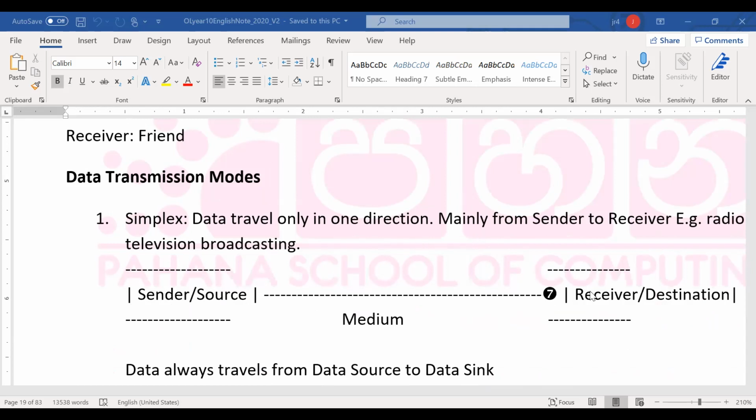Right? So if the data is transmitted in only one direction, then we call it simplex. So we can say data always travels from data source to data sink, or sender to receiver. If that is the case, we can say simplex.